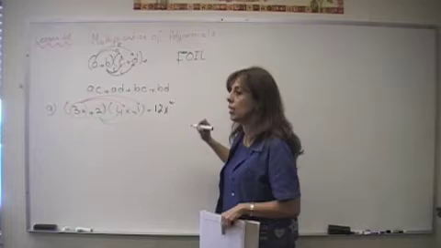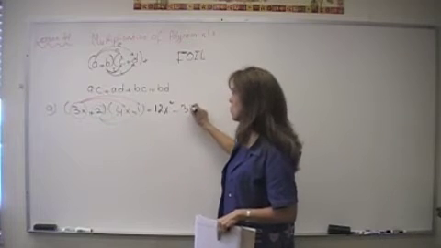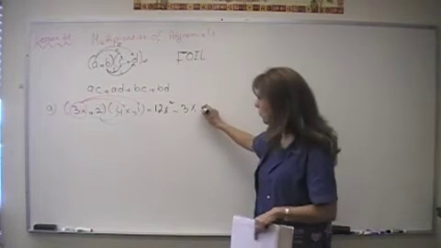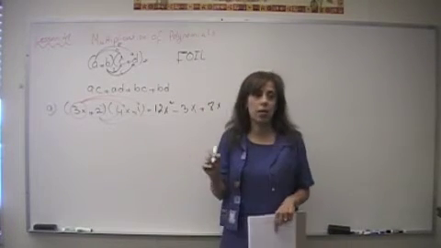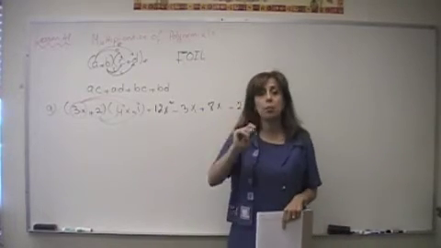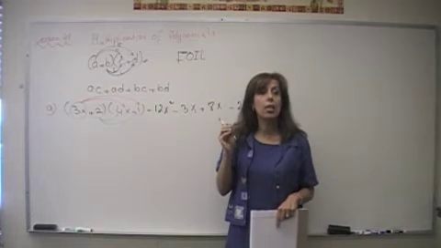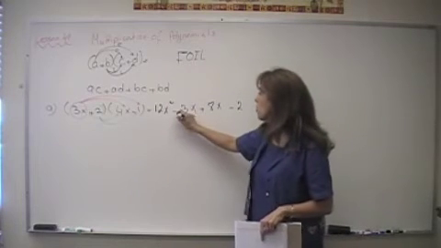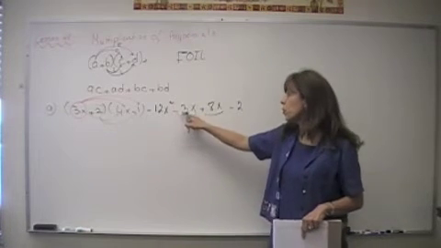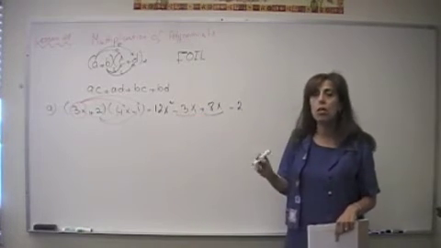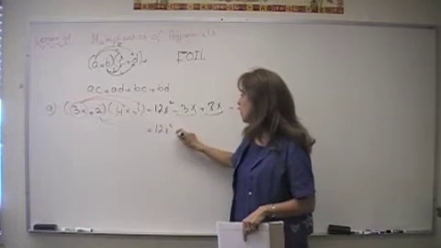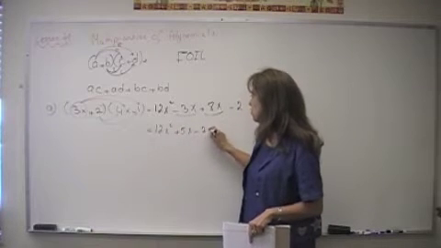3x times negative 1 is negative 3x. 2 times 4x is 8x. 2 times negative 1 is negative 2. We still have one more step to do, which is adding like terms. I have the 3x and the 8x. They are like terms. Negative 3 plus 8 is 5. So the answer would be 12x squared plus 5x minus 2.